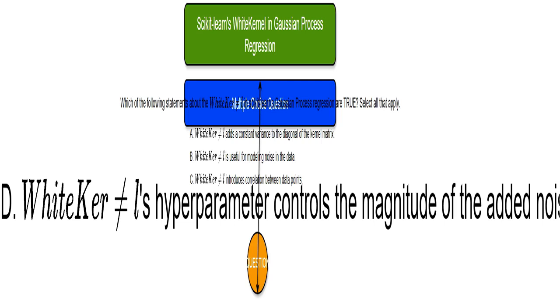Statement D states that the WhiteKernel's behavior, specifically the amount of noise added, is controlled by a setting, or hyperparameter. This is very common in machine learning. You often tune these settings to optimize the model.